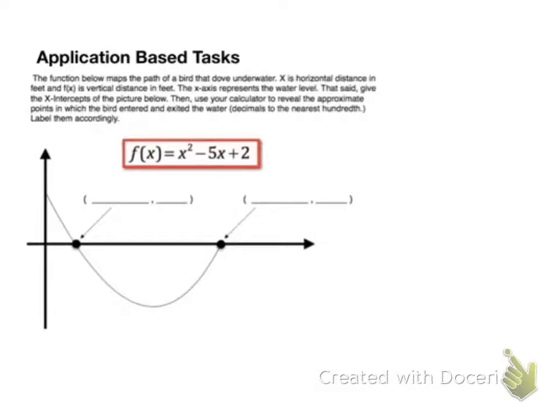So it says x is the horizontal distance in feet. F of x, or y, is the vertical distance in feet. The x-axis represents the water level. That said, give the x-intercepts of the picture shown below, then use your calculator to reveal the approximate points in which the bird entered and exited the water. So again, decimal to the nearest hundredth and label them accordingly.